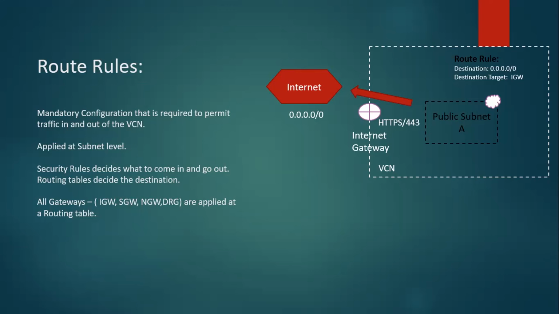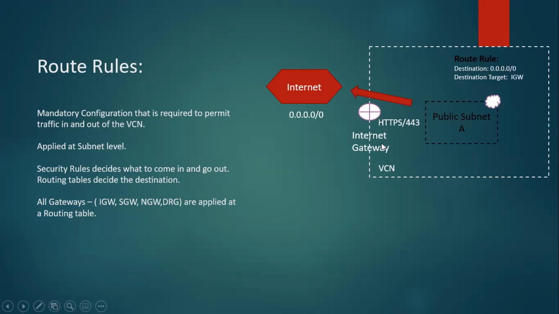So by default, whenever you configure a VCN and the subnet, your security list and routing rules are automatically attached by default. Again, similar to your security list, even the routing rules are applied at the subnet level.